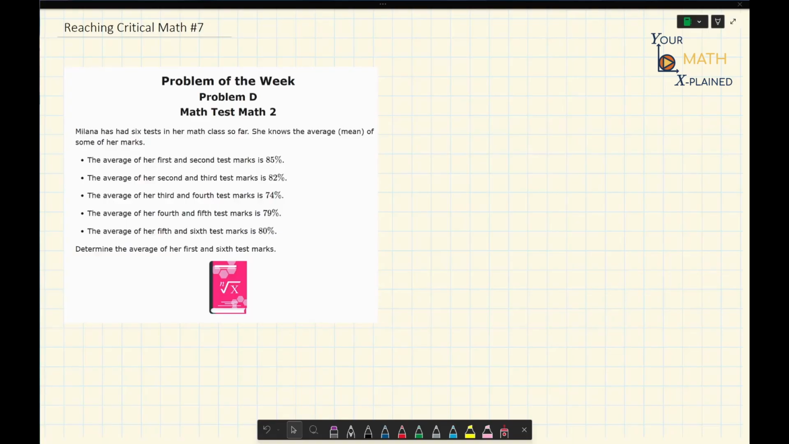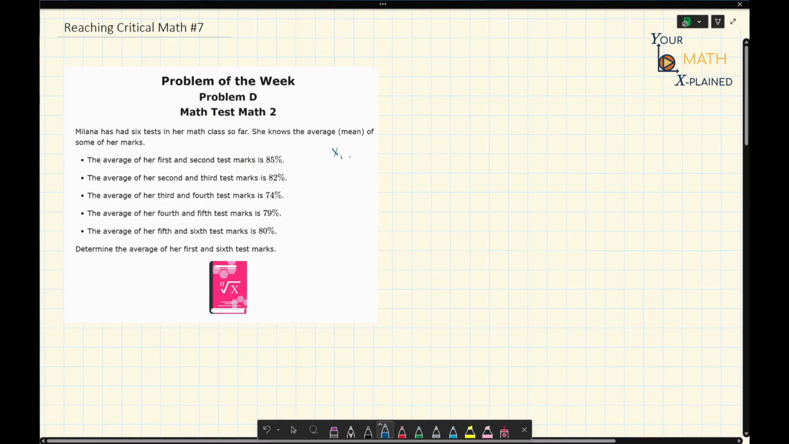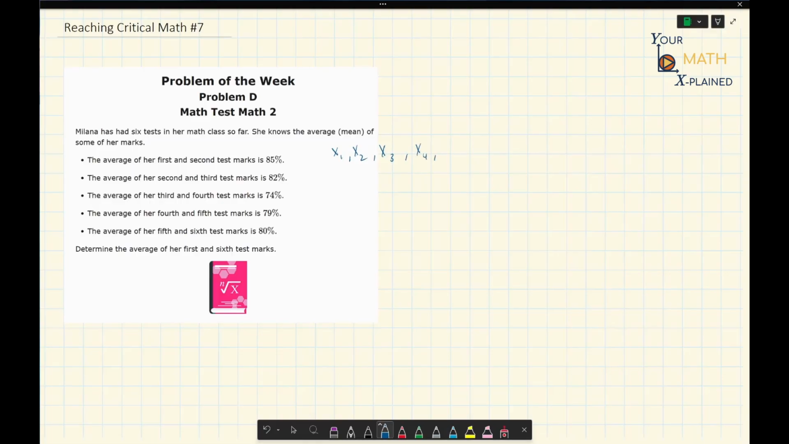In this problem, we're being told that we have 6 tests, so right away, my first inclination is to name these tests. I'll call them x1 all the way up to x6, each one representing their own test scores. And we are given some relationships between these tests. So for the first bullet point, it says the first and second test mark has an average of 85. So that tells me x1 plus x2 divided by 2 is equal to 85.